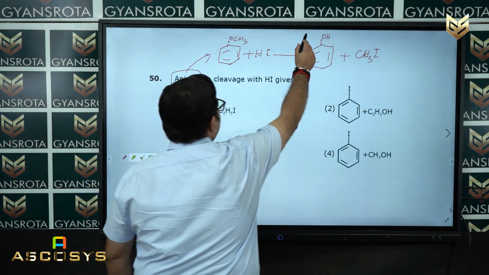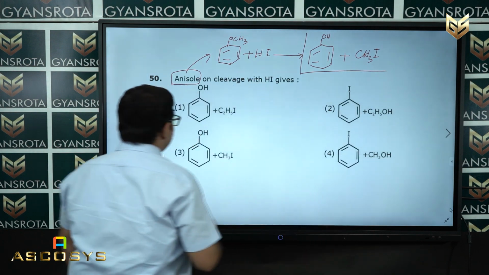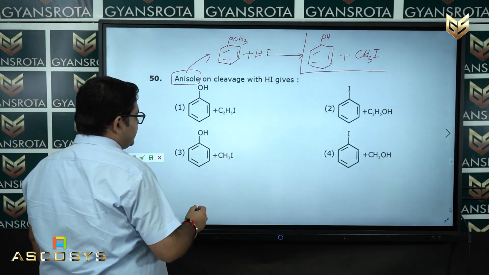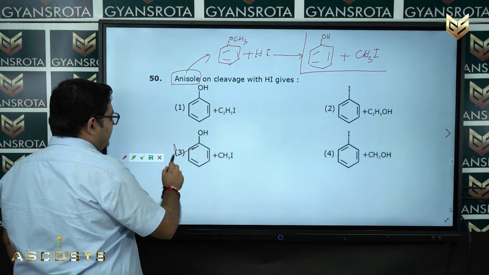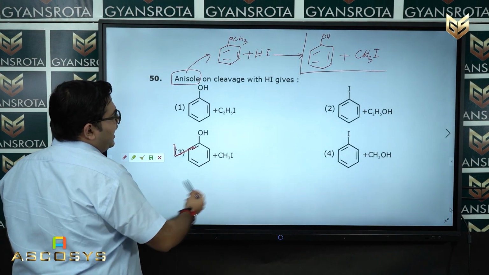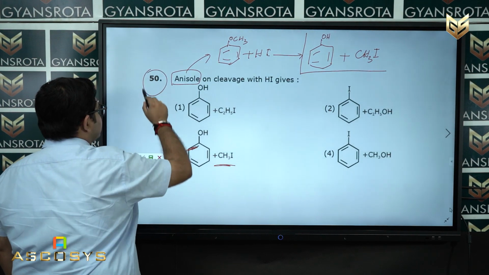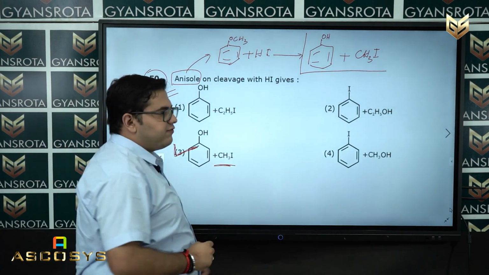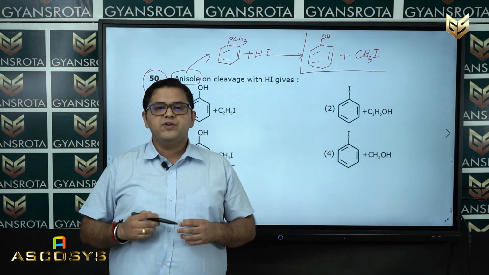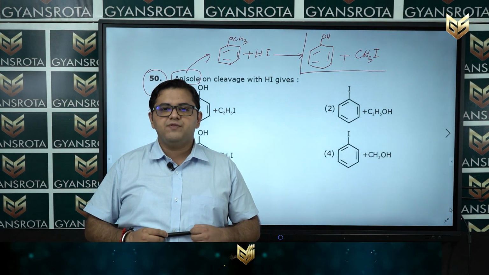So, this is the product. Now, if you see, this option is given as option number 3, where this is given as phenol and CH3I. So, option number 3 is the correct answer of your question number 50. Now we are moving to the next question, that is question number 51.